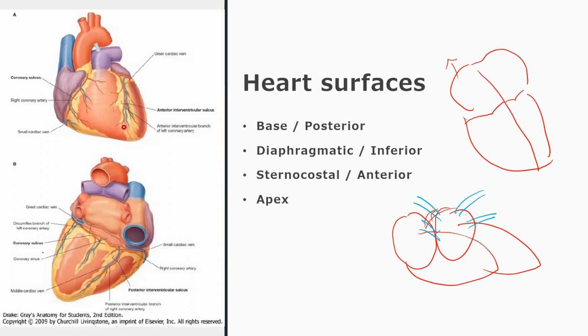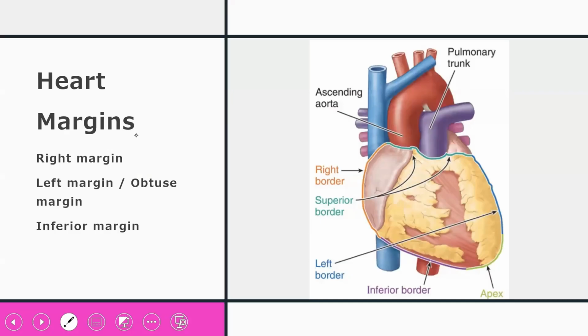Yes, mainly the right ventricle. And you also have part of the left ventricle and the right atria, or this part is called the auricle. Then the apex is made out of the left ventricle here. Yes, the left ventricle makes up the apex.